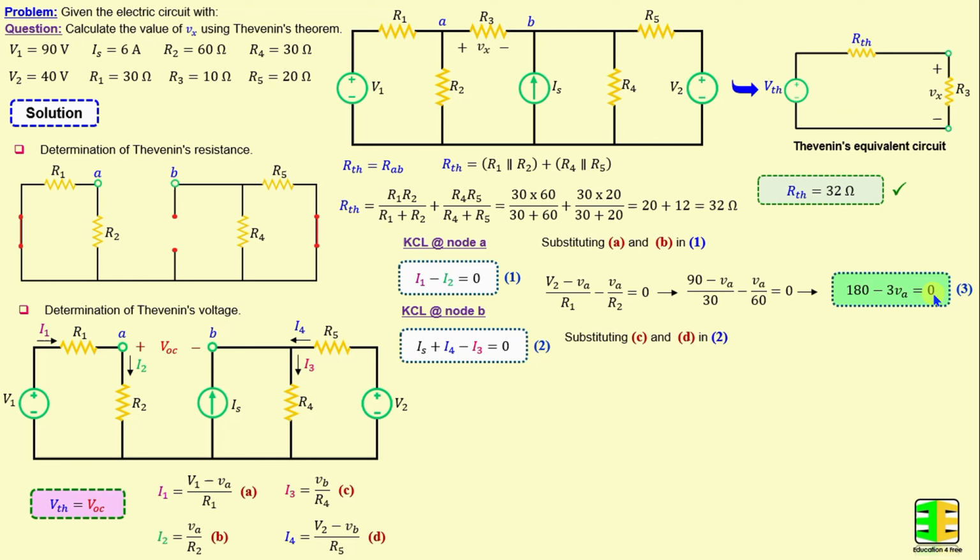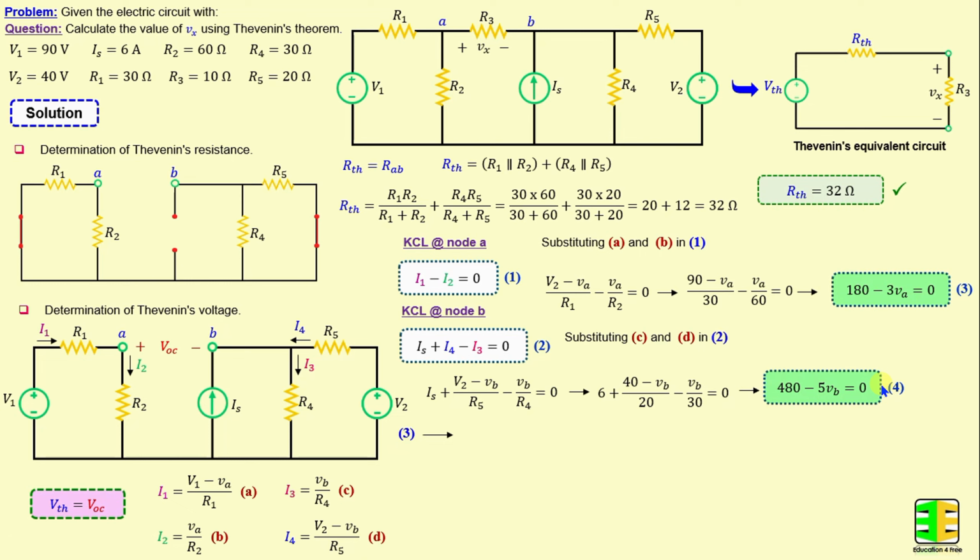Now by substituting C and D in 2, we can write IS plus V2 minus VB over R5 minus VB over R4 is equal to 0. And if we replace the current, the voltage and the resistors with their numerical values, and continue simplifying this equation, we obtain 480 minus 5 times VB is equal to 0.